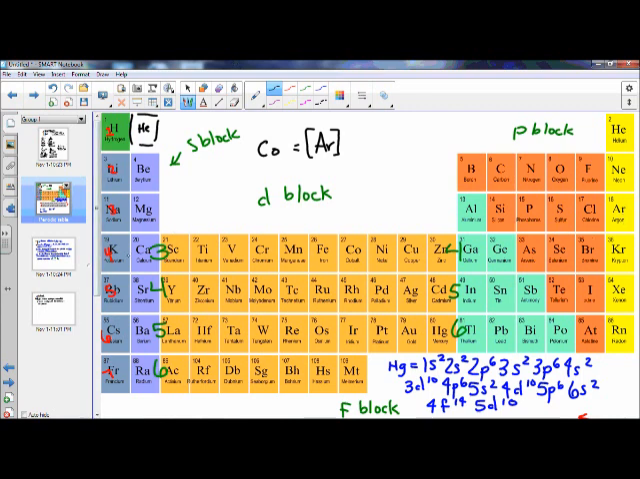Okay, so after argon, you go to 4s. There's two elements, so it's 4s2. And then I go to 3d, and I count to cobalt. 1, 2, 3, 4, 5, 6, 7. 3d7. That's cobalt. Isn't that nice and short? Much, much easier to work with. Okay, let's do another example.